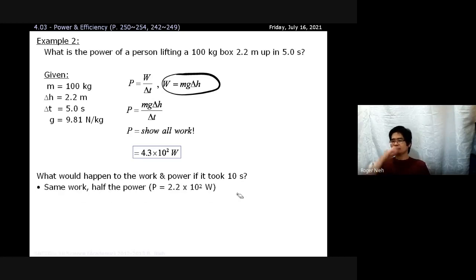Same work, but half the power. That's what happens. So the work will be the same, but because you have twice as much time to go through it, instead of dividing by 5, now you're dividing over 10 seconds, so your power output is going to be half.